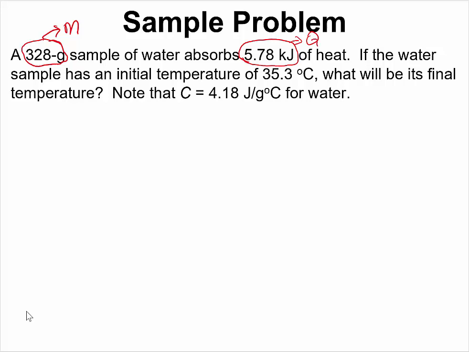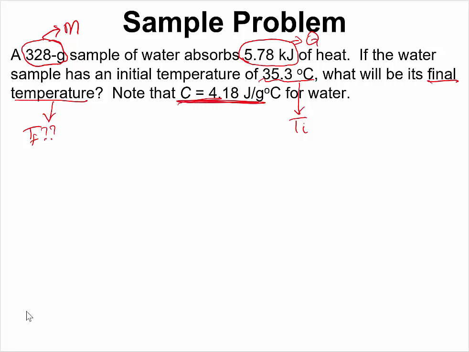If the water sample has an initial temperature, Ti, of 35.3 degrees Celsius, what will be its final temperature? So we want to find the final temperature. Note that the specific heat capacity is given as 4.18 joules per grams per degree Celsius for water. So we know C.